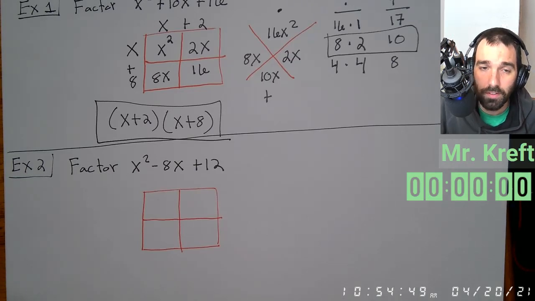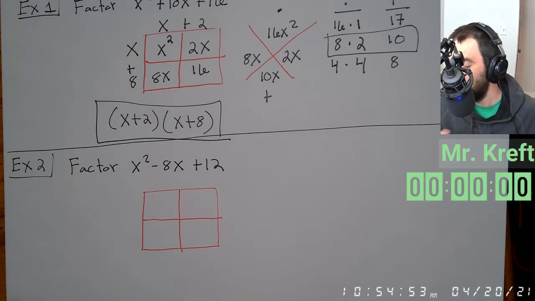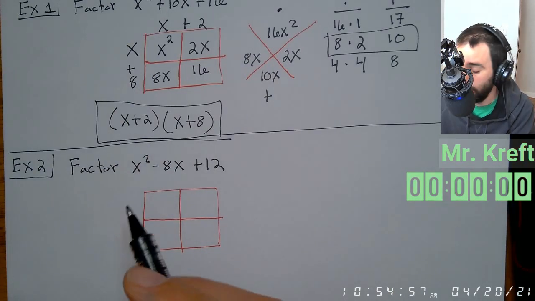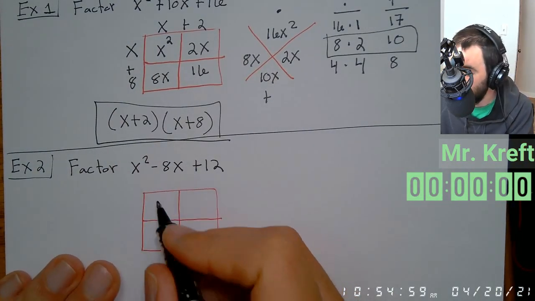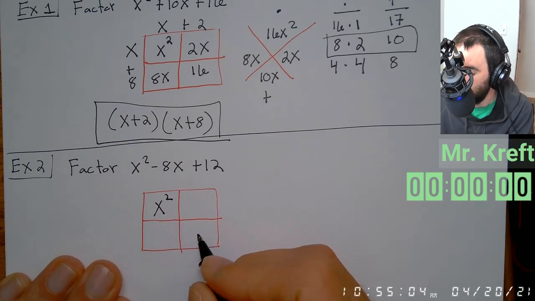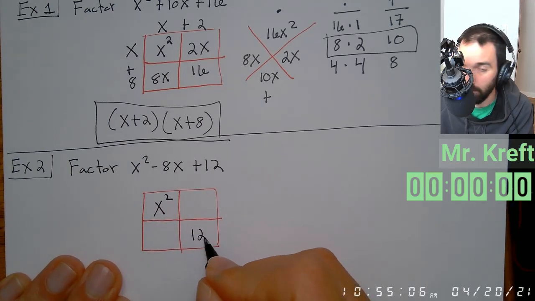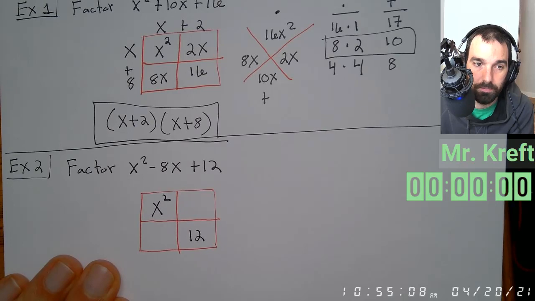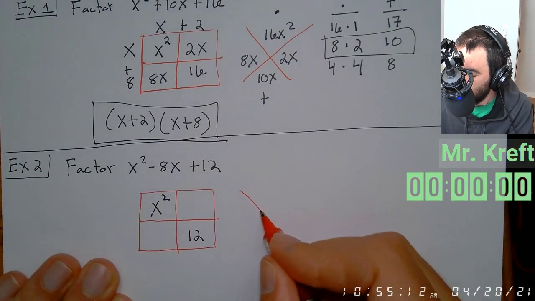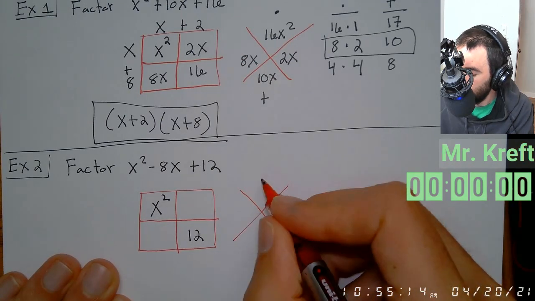All right, so let's go ahead and take a look at this. And again, if you guys have questions, please ask them. I want to be able to help you out, okay? So we start with the box. We're going to put our squared term in the upper right, we're going to put our constant term in the bottom left. Okay. And then we're going to draw our little x thing here.